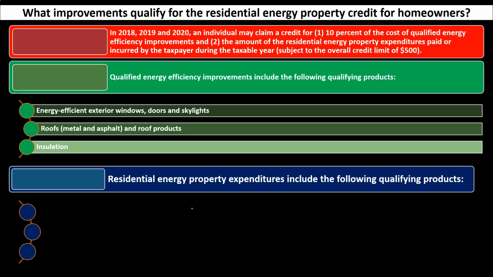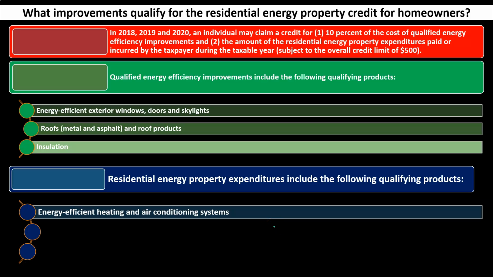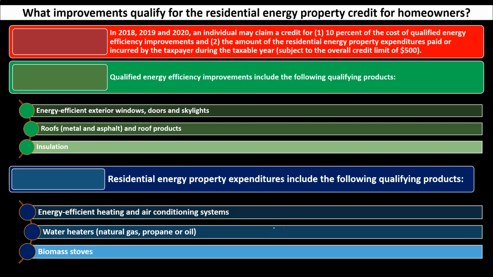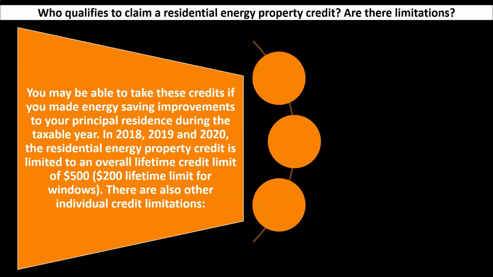Then we have the residential energy property expenditures, which include the following qualifying products. That would be the energy efficient heating and air conditioning systems, water heaters, natural gas, propane or oil, and then the biomass stoves. Who qualifies to claim residential energy property credits, and are there limitations? You may be able to take these credits if you make energy saving improvements to your principal residence during the taxable year. So for your principal residence in 2018, 19, and 20, the residential energy property credit is limited to an overall lifetime credit limit of $500, with a $200 lifetime limit for windows.